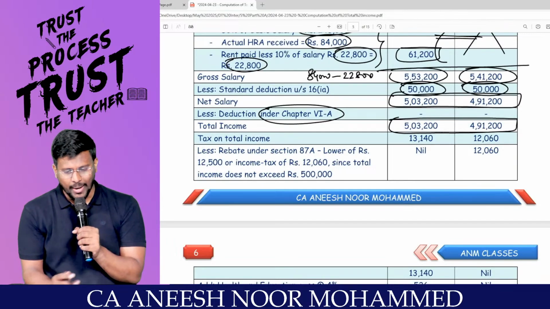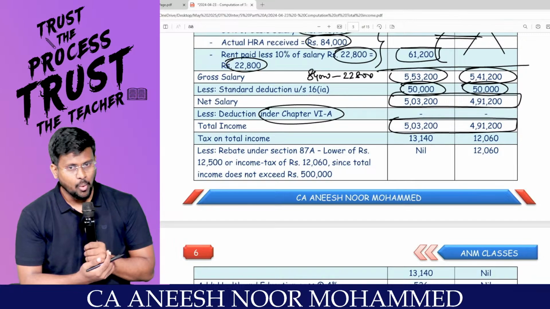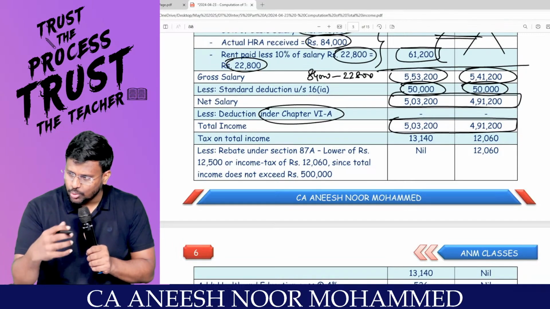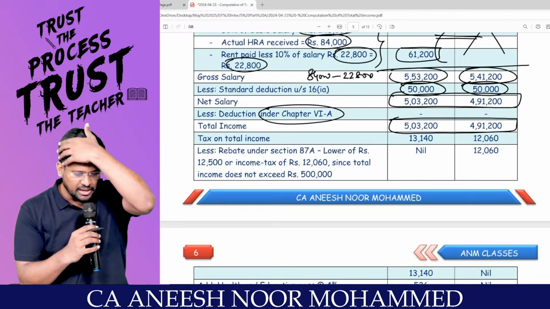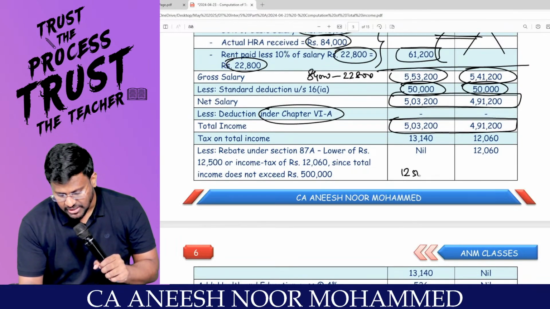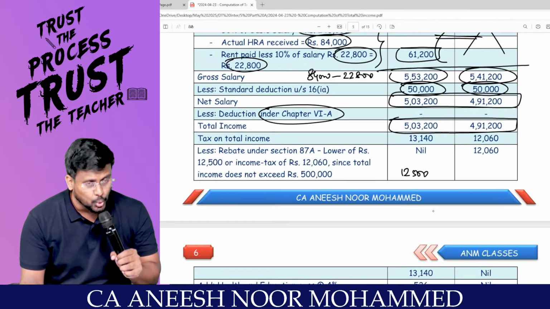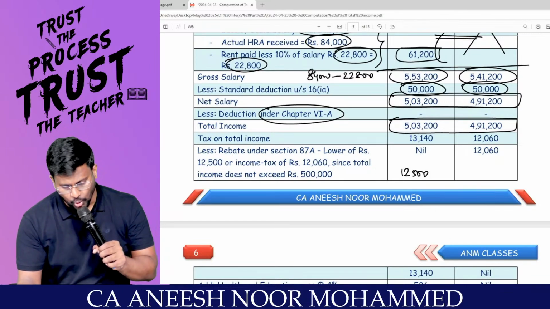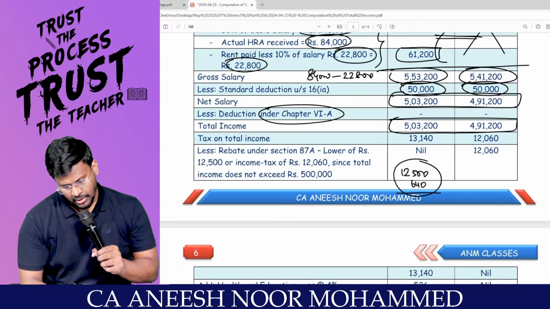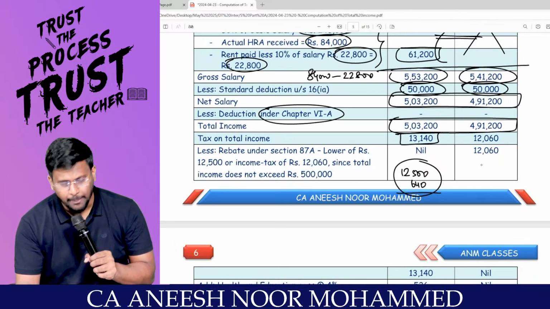Comfortable? Now I am calculating tax on total income. What is the age given in the question? No age. That means we can assume a normal person. Right, sir? Yes, sir. Up to 2.5 lakhs nil. 2.5 lakhs to 5 lakh at the rate of 5%, 12,500. Above 5 lakhs, 3,200. 3,200 into 20% comes to 640. Sir, 12,500 plus 640 is 13,140. Right, sir?